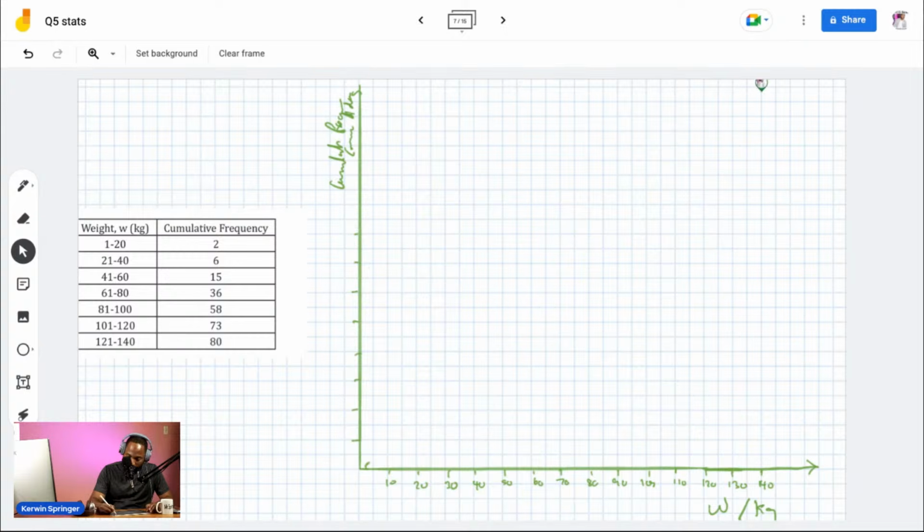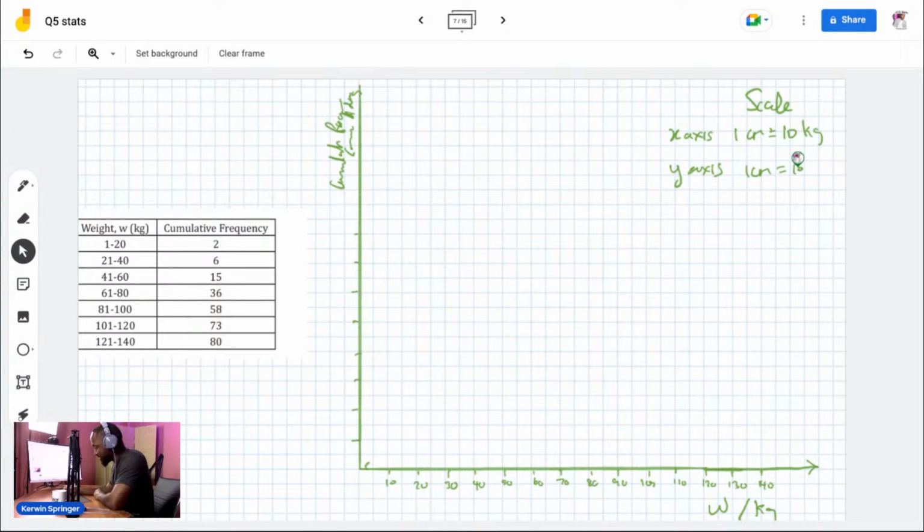So what you'll do here is write your scale. You write 1 centimeter is equal to, in this case, suppose this was 1 centimeter, so 1 centimeter is equal to 10 kg, and you put x-axis. Let me know in the chat if you understand how you do the scale. And then you put y-axis, same thing, 1 centimeter equals 10 days. So that's how you secure the marks. All these little tricks are showing on here.